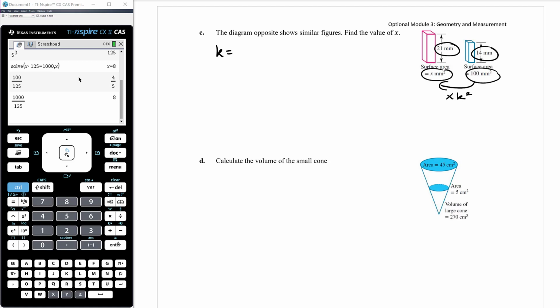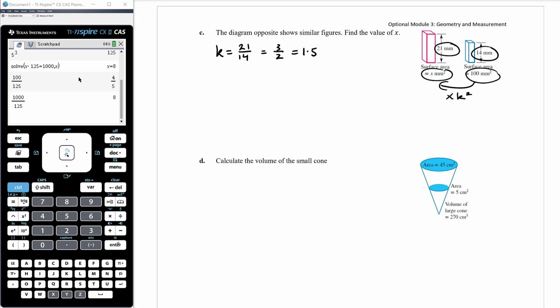Okay, so k is 21 on 14, which is 3 on 2, so that's 1.5. Okay, so the lengths have been enlarged by a scale factor of 1.5, and so that means that the areas have been enlarged by a scale factor of 1.5 squared.